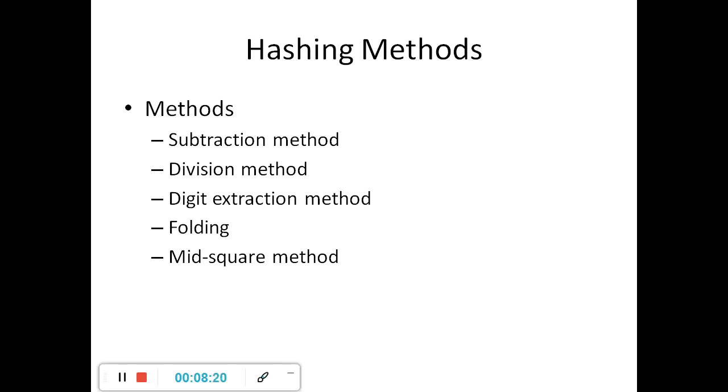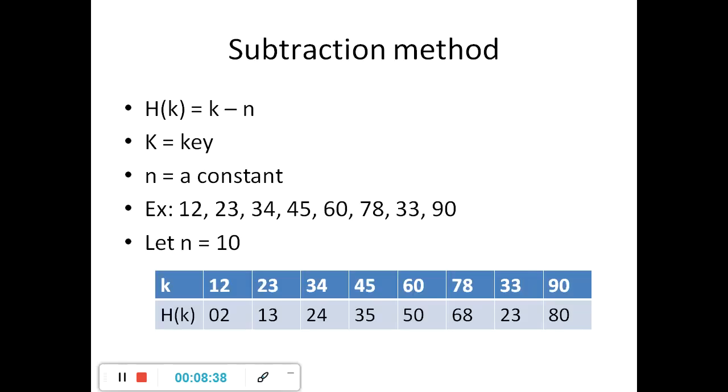Let us move on and discuss different hashing methods available. Theoretically speaking, there are an infinite number of methods in the literature, but let us consider only 5 of them for our discussion. The first method is called the subtraction method. In the subtraction method, h of k, or the hash address that we want to generate using the hash function, is defined as k minus n. Please note, k is the value of the incoming key or input, and n is a constant.